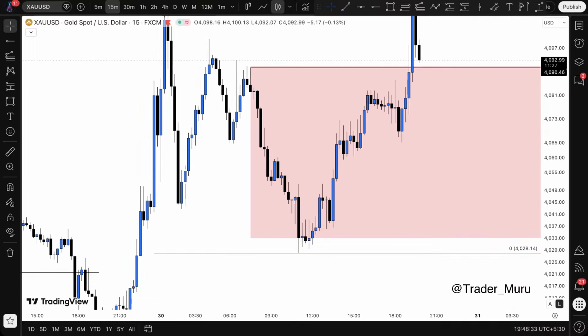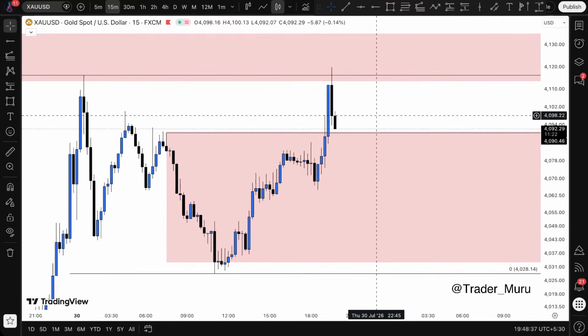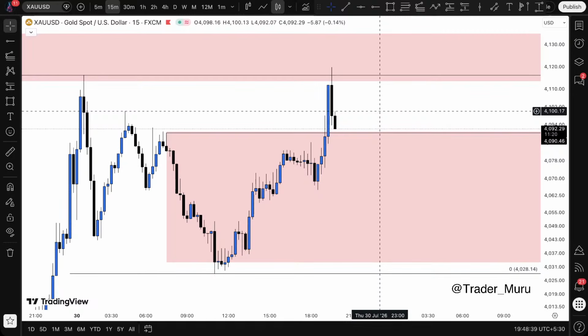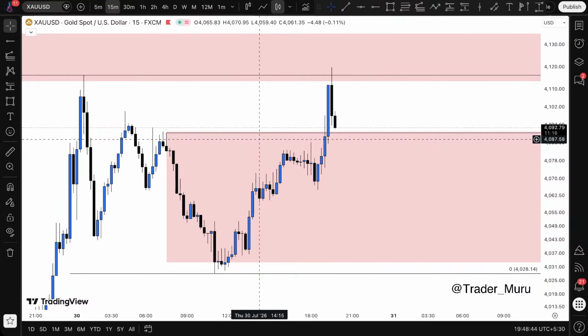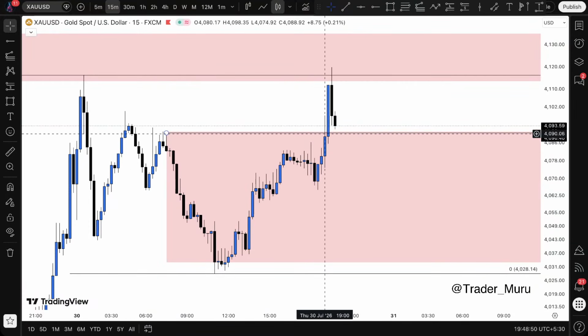I had a limit set. Then where is your stop loss? If you had a limit, then where is your stop loss? At least you should have a stop loss above 4095. Price is already above it.